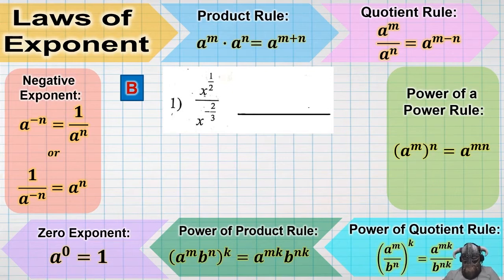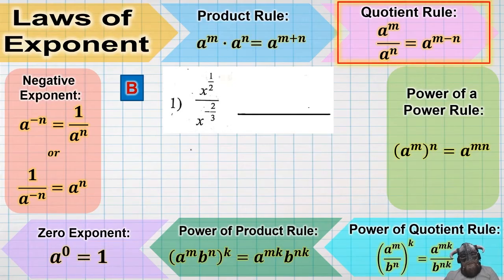In this case, if you see, we have the same base. So, we can use the quotient rule. In the quotient rule, you just need to subtract their exponents. So, copy the base and then subtract the exponent: 1/2 minus, don't forget, it's negative 2/3. So, negative 2 over 3. In this case, negative times negative becomes positive. So, it becomes x raised to 1/2 plus 2/3.